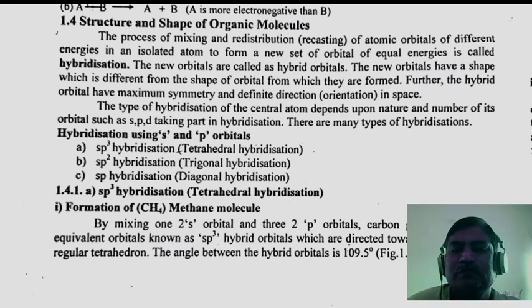Hello students, today we are going to discuss a new subpoint, that is, structure and shape of organic molecules. Let us recall one of the familiar terms in organic chemistry, that is hybridization. All of you are much more familiar with the term hybridization.